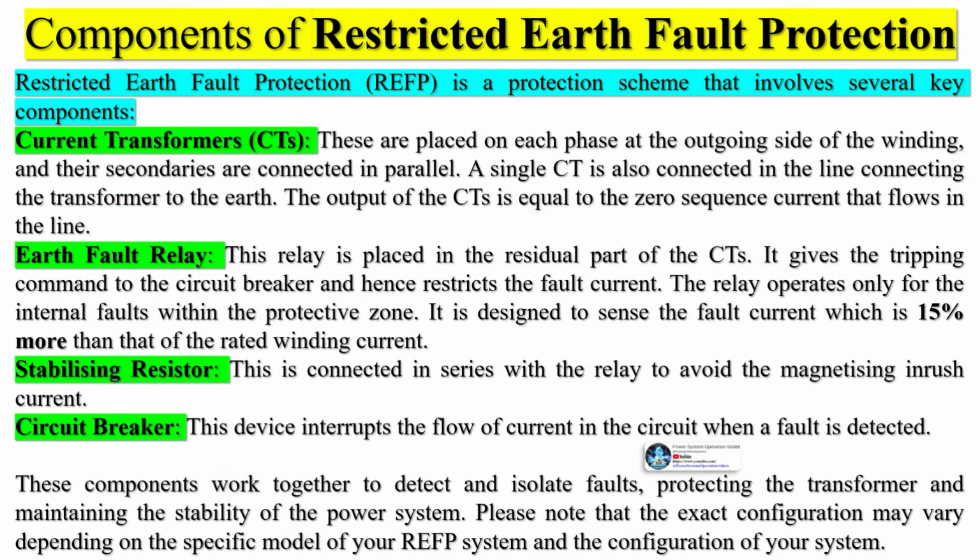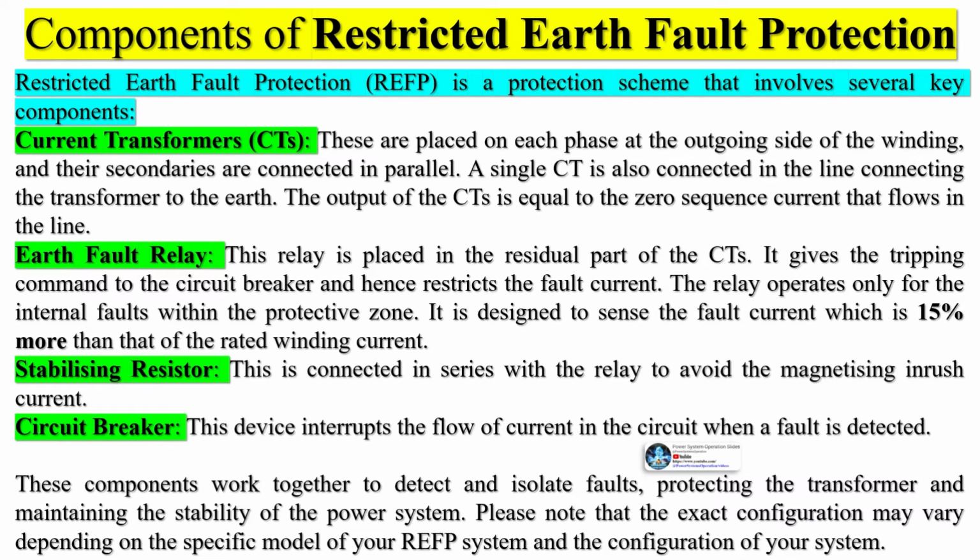Components of Restricted Earth Fault Protection. Restricted Earth Fault Protection, REFP, is a protection scheme that involves several key components. Current transformers, CTs: these are placed on each phase at the outgoing side of the winding, and their secondaries are connected in parallel. A single CT is also connected in the line connecting the transformer to the earth. The output of the CTs is equal to the zero-sequence current that flows in the line.